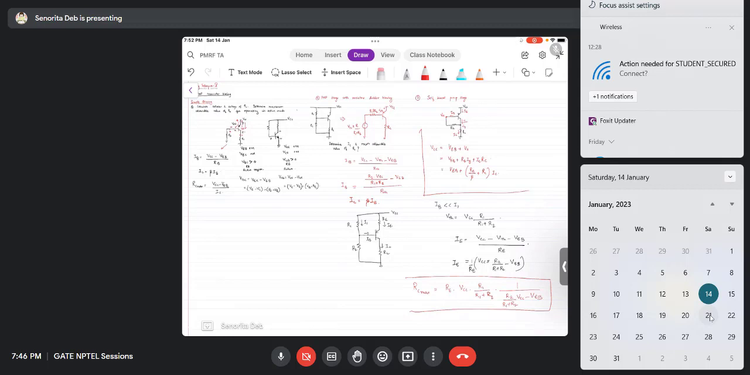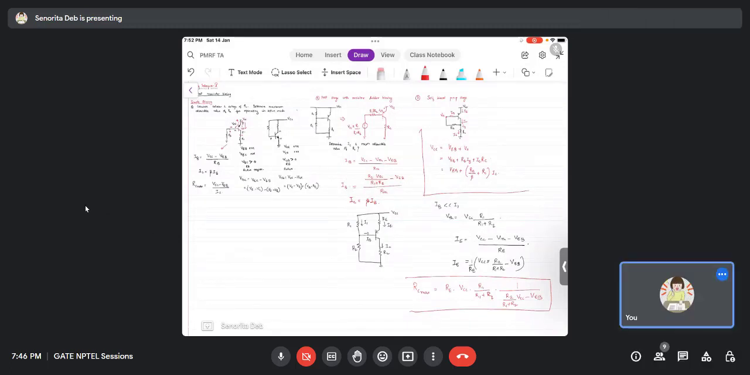We will start with the bipolar amplifier, and the CE amplifier we will see completely. Although we have done the small signal analysis of the CE amplifier, I will give a quick overview and then I will solve some tricky questions.